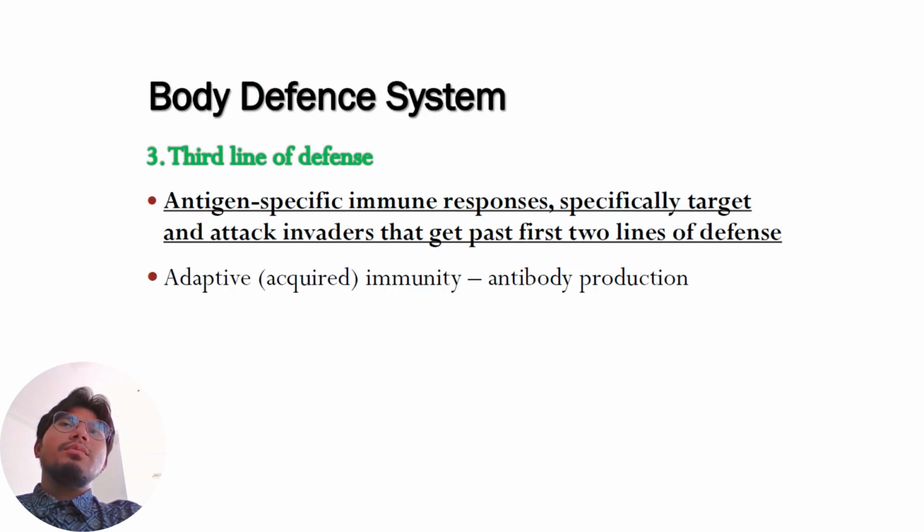The third line of immune defense is specific. Okay, it is antigen specific immune response. So it will target only that particular protein that can pass through the first two lines of immune defense. Okay, the terms adaptive or acquired immunity indicate that our body needs to be exposed first to the pathogen in order for our body to know and process the particular antibody to kill the pathogen.